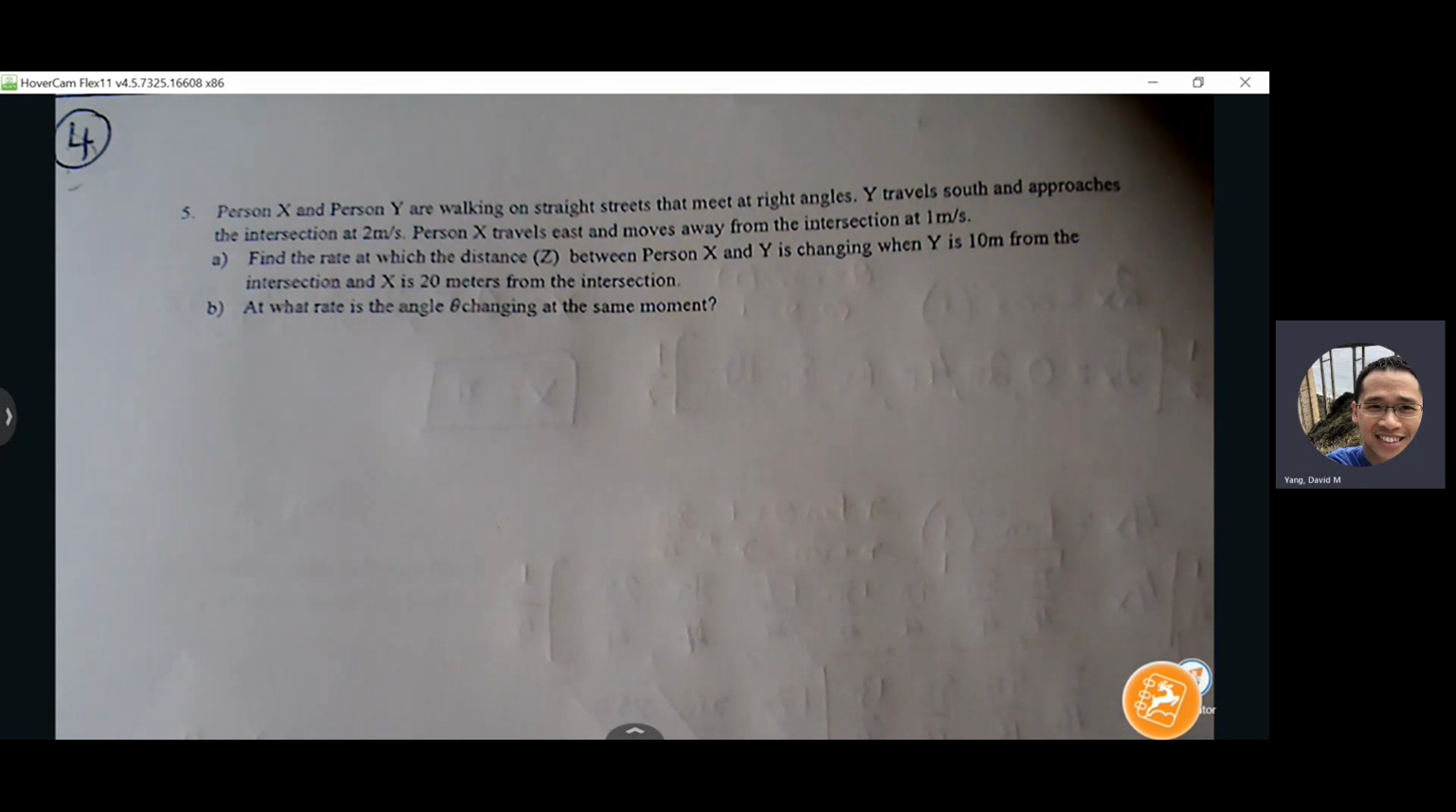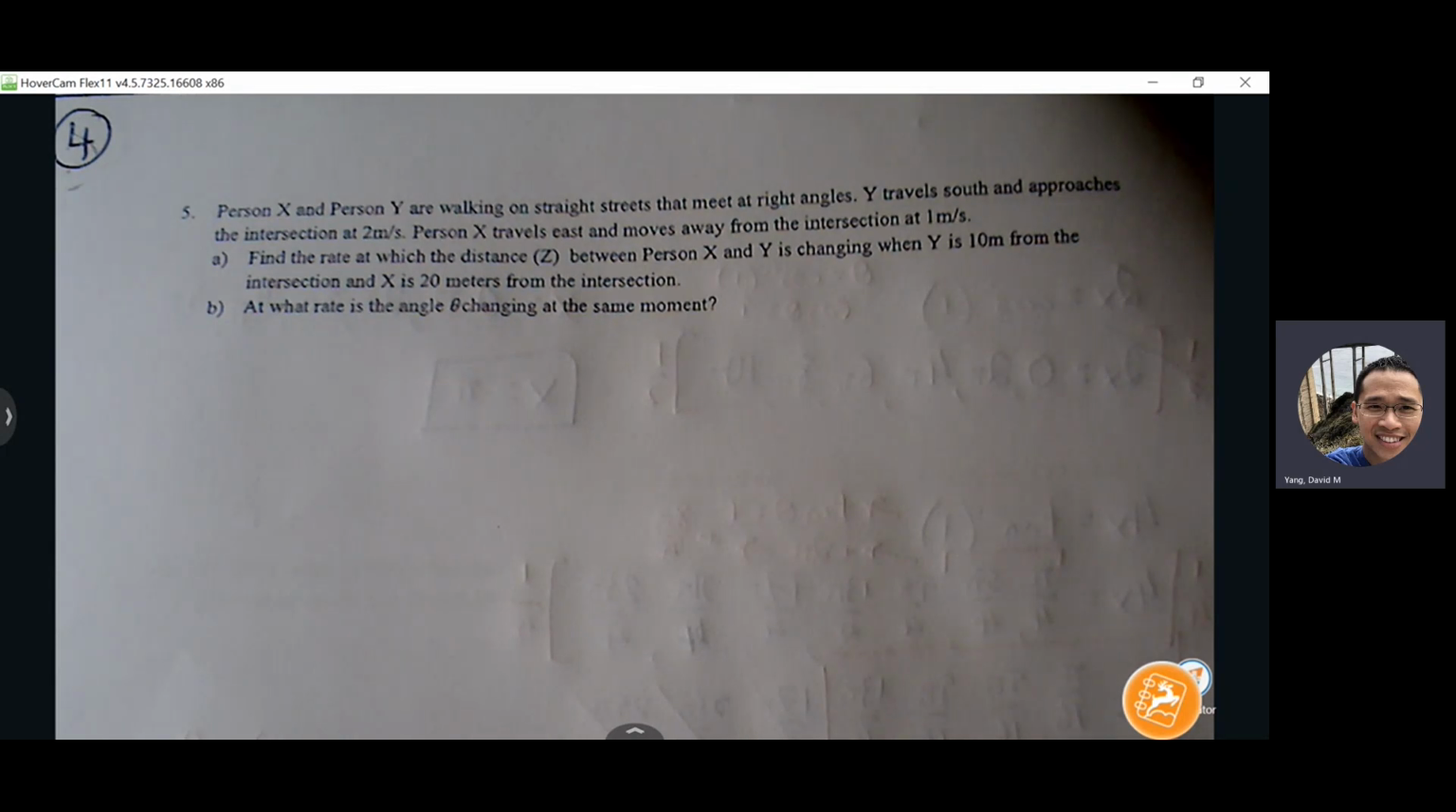Okay. So person X and person Y are walking on straight streets that meet at right angles. Y travels south, approaches the intersection at 2 meters per second. Person X travels east and moves away from the intersection at 1 meter per second. So find the rate at which the distance Z between person X and Y is changing when Y is 10 meters from the intersection and X is 20 meters from the intersection.